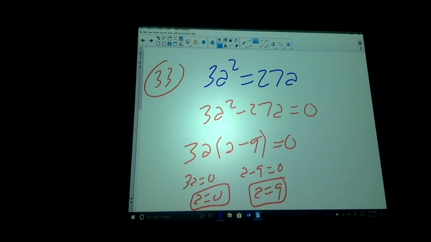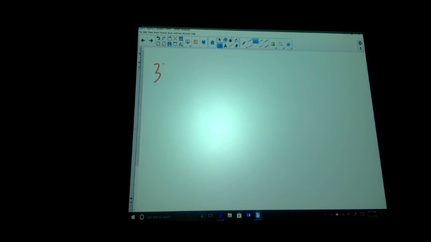Anything else? Olivia, who doesn't understand any of this, who just copies down the answers. I really do understand. Okay, tell me. Talk to me. 34. Can you tell me what 34 says, please?